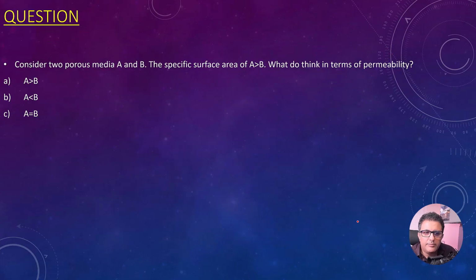Now let me ask you a question. Consider two porous media, A and B, and A has a greater specific surface area than B. So here is the question: what do you think in terms of the permeability? Which one should have higher permeability?